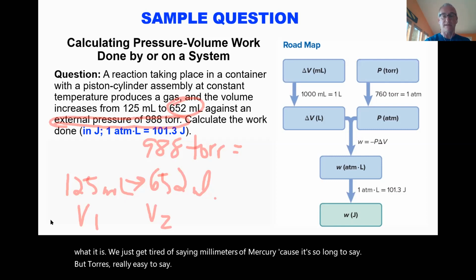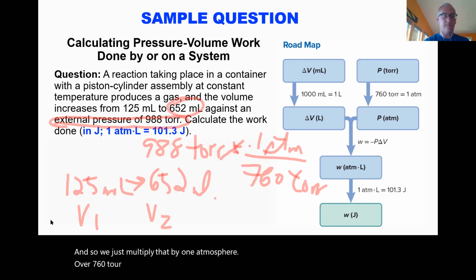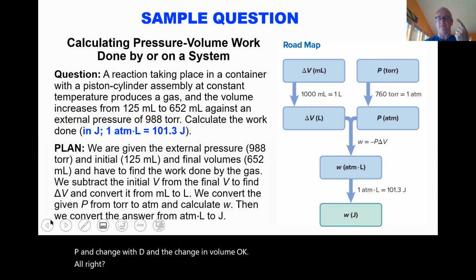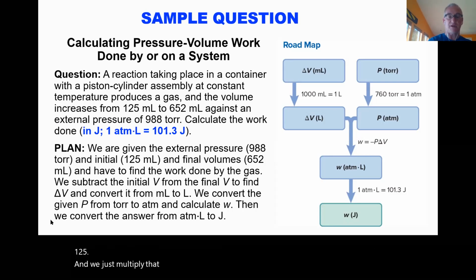And so we just multiply that by 1 atmosphere over 760 torr. Because remember, we need to calculate P and the change in volume, okay? All right. So we have the external pressure, initial and final volumes, and we just figure out what delta V is. So delta V would just be the difference between 652 and 125. And we just multiply that by the external pressure after we've converted it to the right units, right?